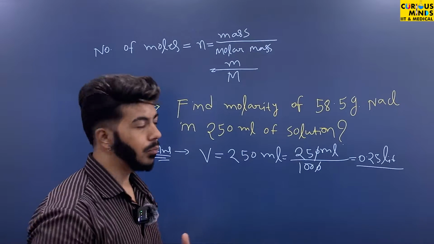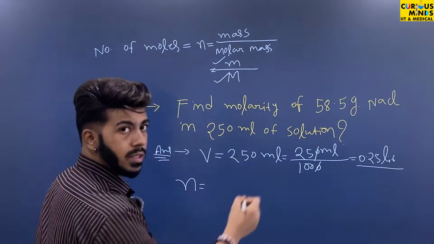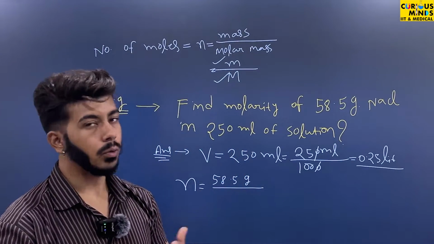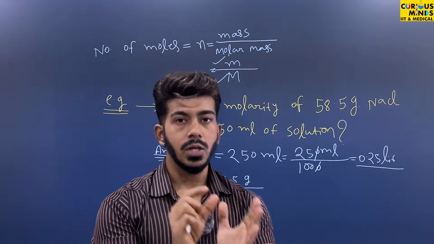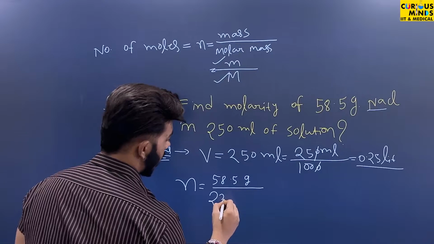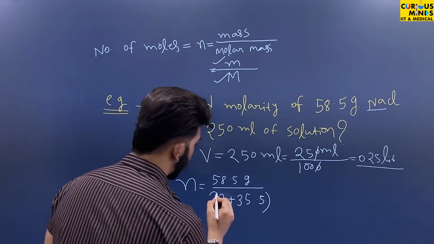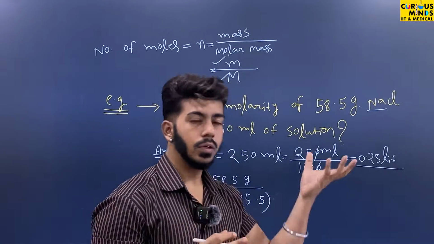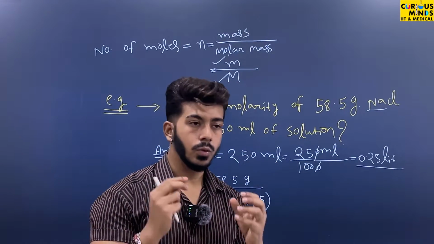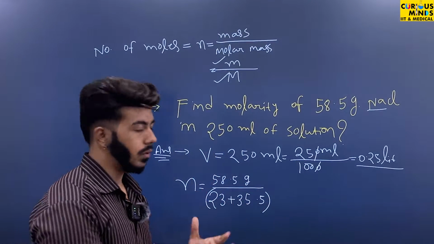Now what is the numerator? The number of moles. The number of moles is mass over molar mass. The mass is 58.5 gram, over the molar mass. How to calculate molar mass? For sodium chloride, it is the molar mass of sodium plus the molar mass of chlorine. Sodium's molar mass is 23 plus chlorine's 35.5. And trust me, after solving questions on molecular weight and molarity, the atomic masses will automatically be remembered. You just have to solve lots of questions.